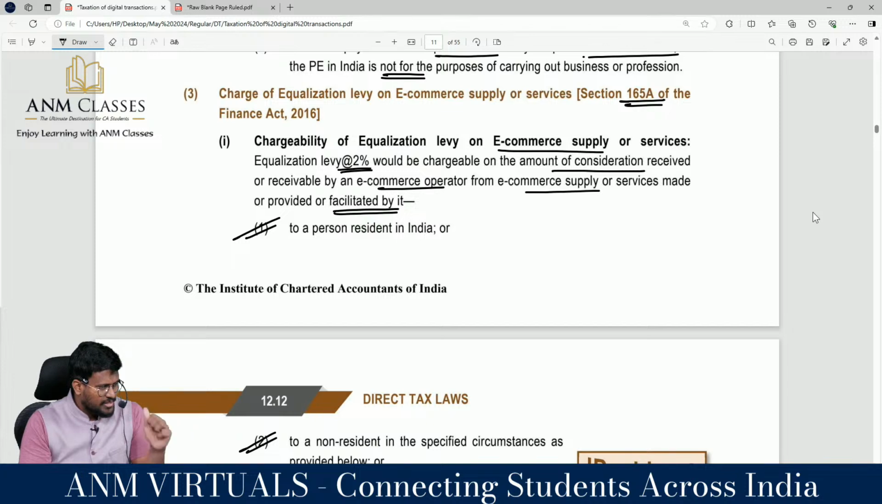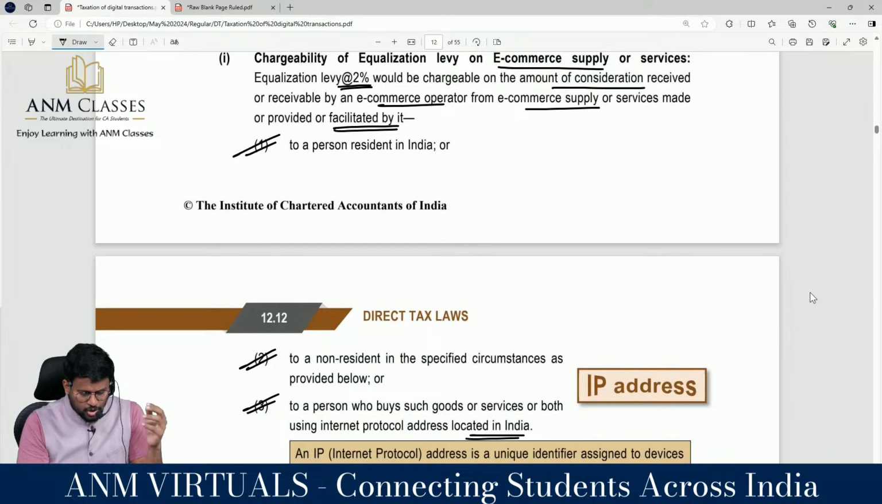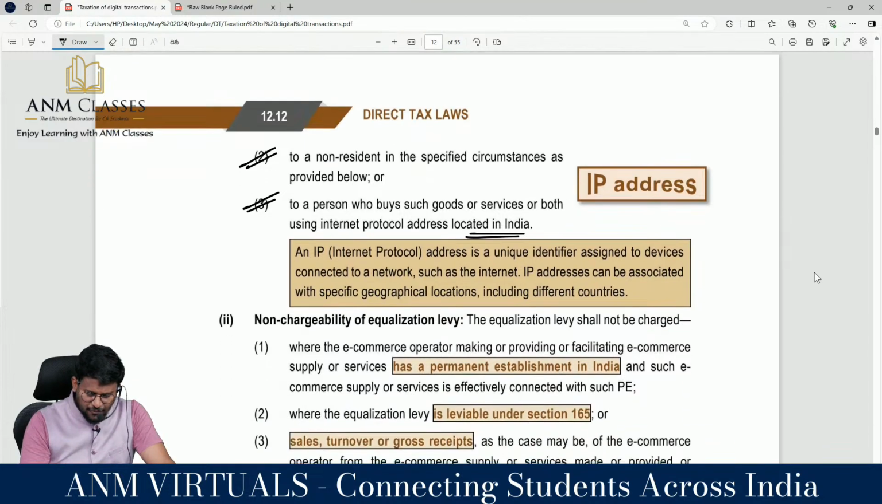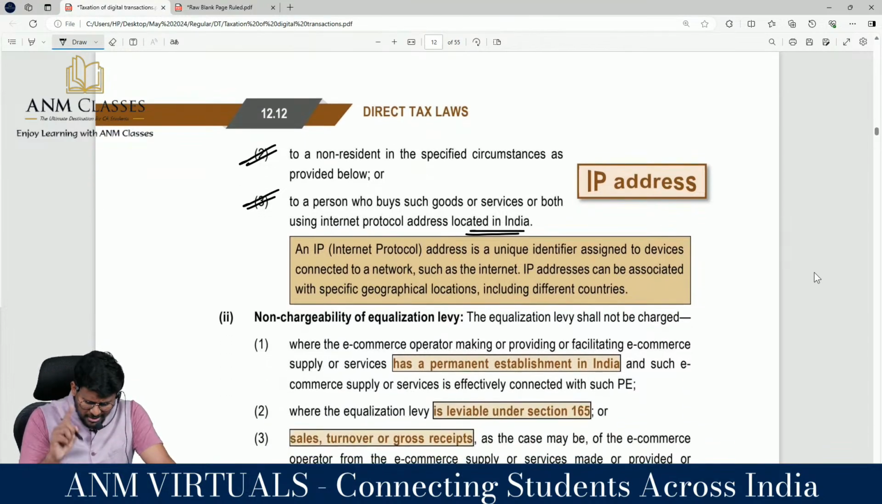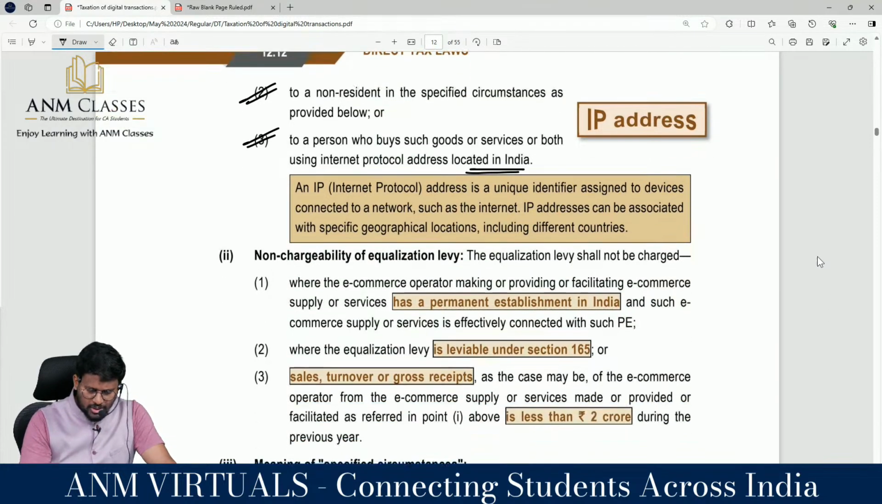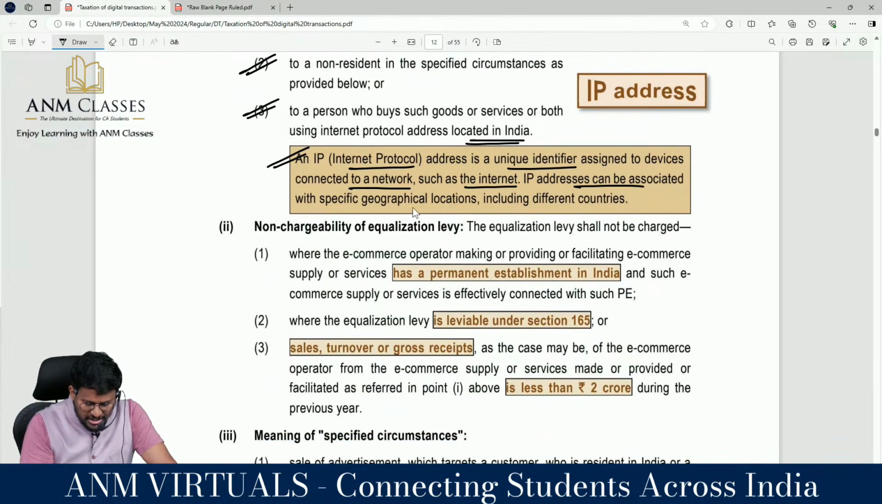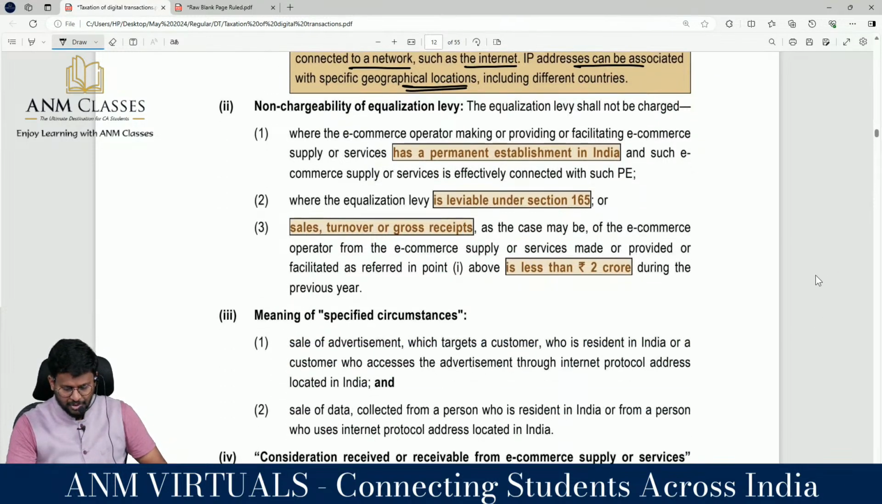For this, 6% is not needed; that is for specified services. It would be chargeable on the amount of consideration received by whom? From a supply or service made, provided or facilitated by a non-resident in the specified circumstances below: to a person who buys such goods or services or both using an IP address located in India. Sir, an IP, internet protocol address, is a unique identifier assigned to devices connected to a network such as the internet. An IP address can be associated with a specific geographical location, including a country.